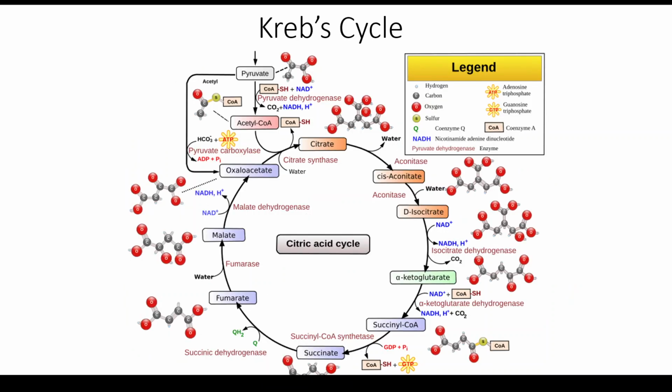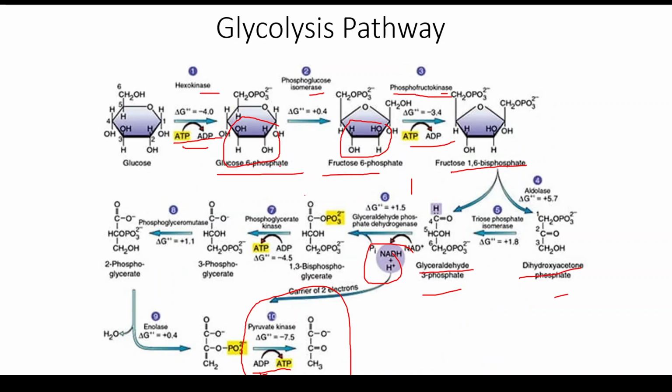This is the example of the Krebs cycle, which is also known as the citric acid cycle. You are very well aware of this cycle. Citrate is converted to cis-aconitate, then isocitrate, then alpha-ketoglutarate, succinyl CoA, with co-metabolic enzymes and everything, then succinate, fumarate, malate, and oxaloacetate. So these are the processes which come after pyruvate is formed.